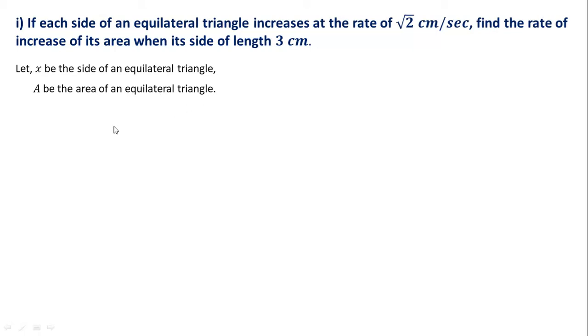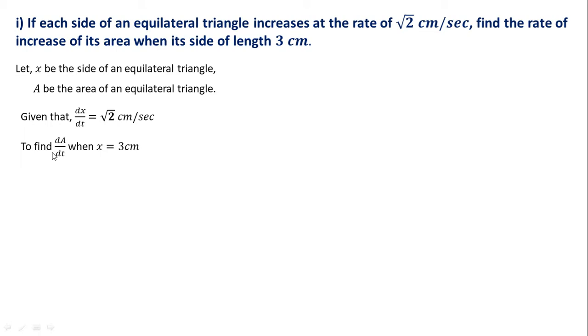Now mathematically, what is given to you? See here, given that the rate of change of side with respect to time is given, that is dx by dt. You can mention it as dx by dt, which is equal to root 2 centimeter per second. So see here the meaning of the derivative. dx by dt indicates the rate of increase of side, that is given to you, root 2 centimeter per second.